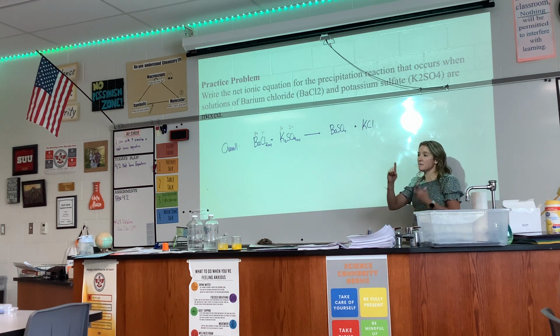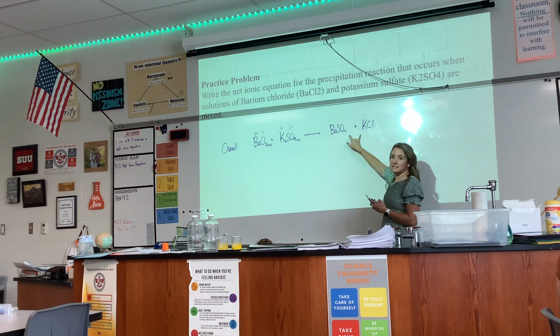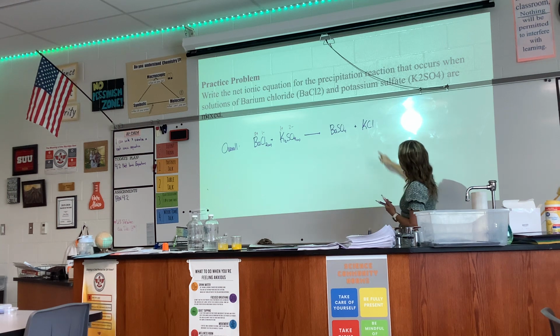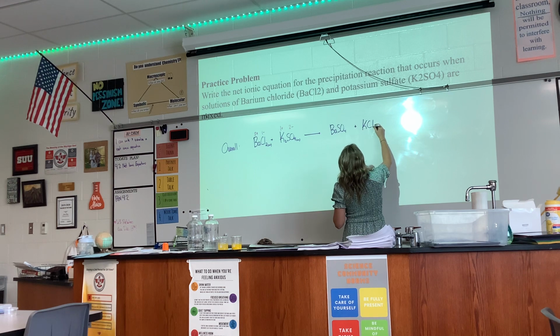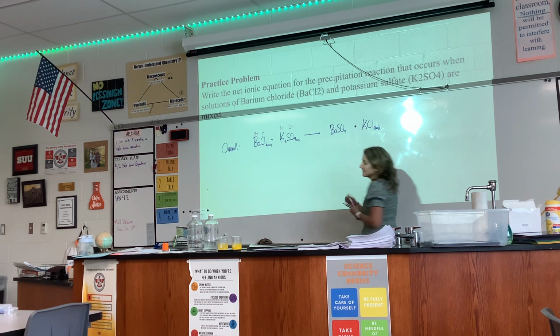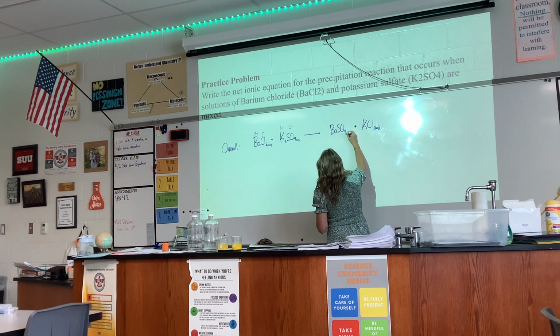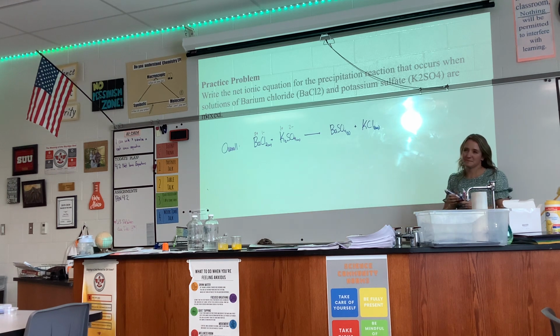Okay, so that was step 1, balance the new charges. Now we got to figure out who stays together and who actually just is still there. So, say it with me. What are the ones that are always aqueous? Sodium, potassium, ammonium, and nitrate. So in this case, potassium. So I know that this one is going to be aqueous. And so this one must be my precipitant.